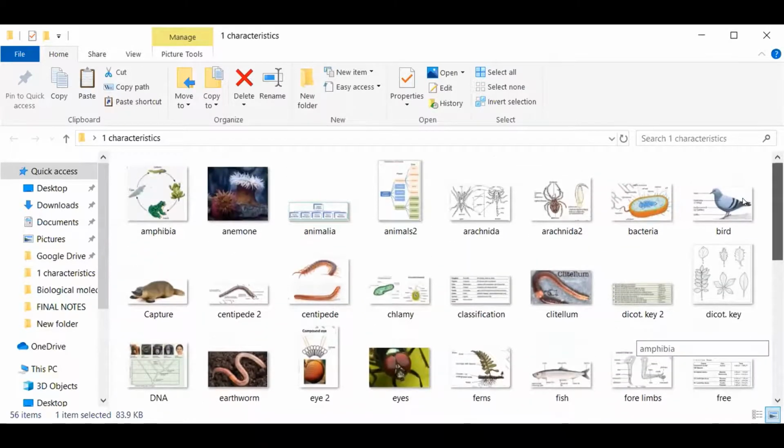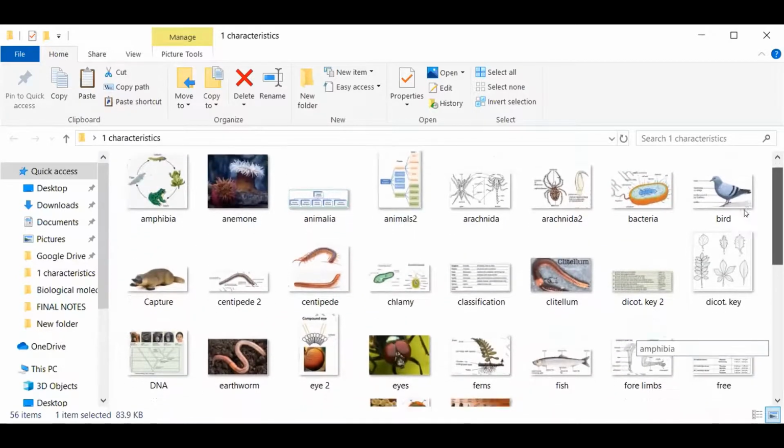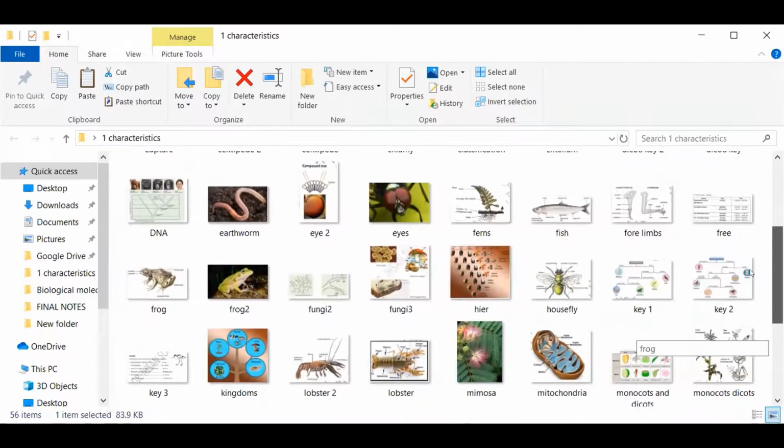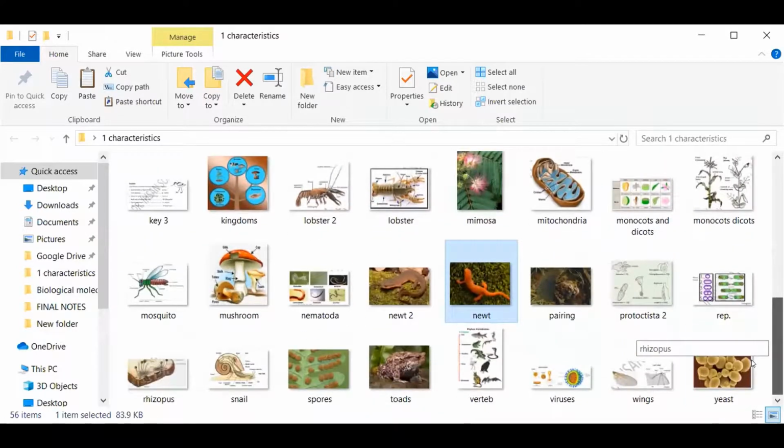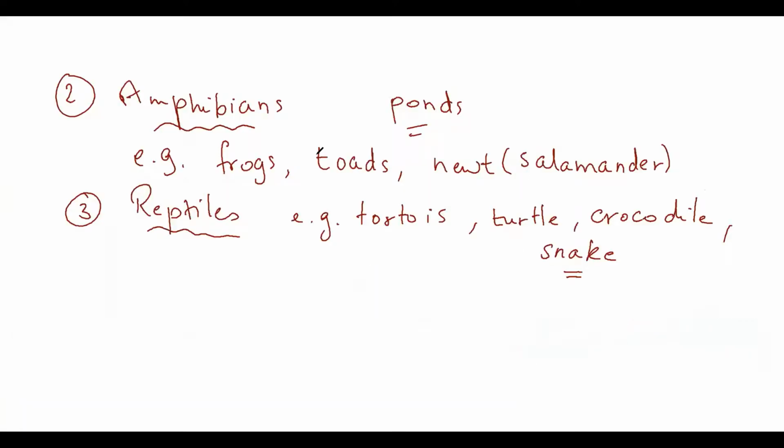Maybe I erased it, I don't know, because it wasn't very clear. Of course, everybody knows how the snake and the crocodile look, so there's no need for a picture. It's not very clear here. Let me give you the characteristics of the reptiles.